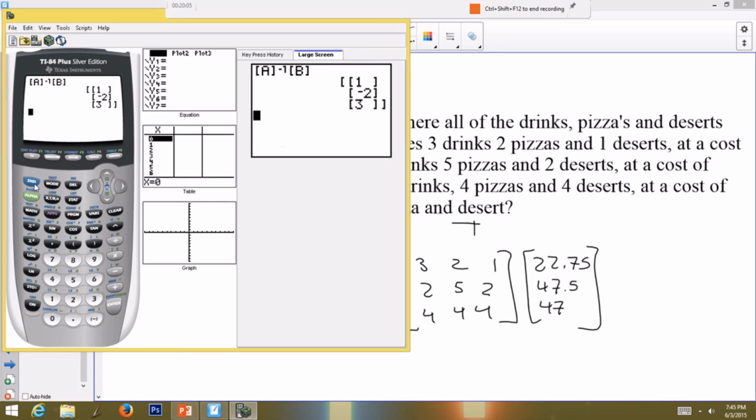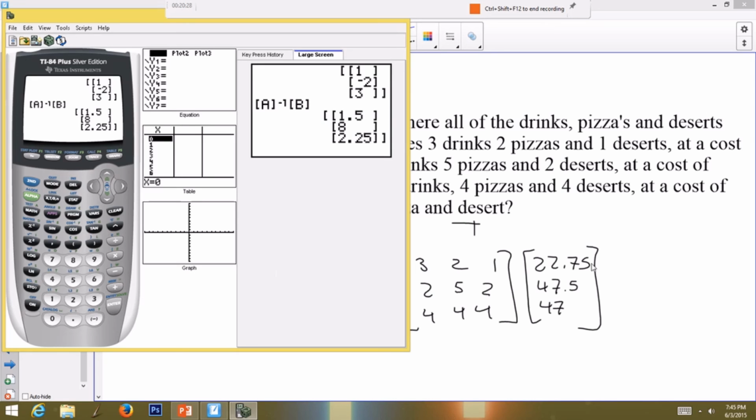Hit quit. And now we can go second. We can go enter like that. And that brings up what we just did. Now, even though when we did it before, it was 1, -2, 3, even though we brought up the same expression, we have updated the matrices. So since the matrices have been updated, it's going to do this calculation on the new matrices, and we'll get that. And so $1.50, $8, and $2.25.